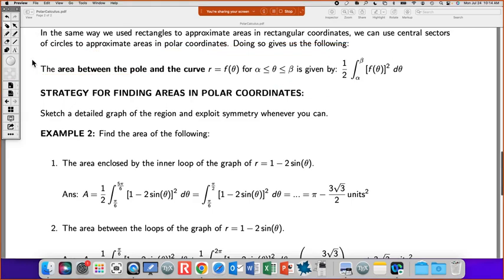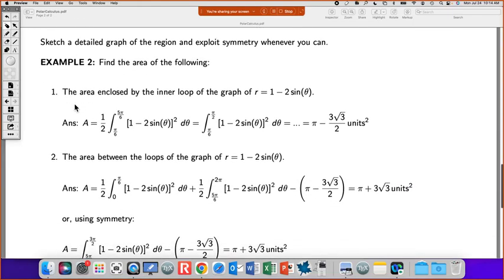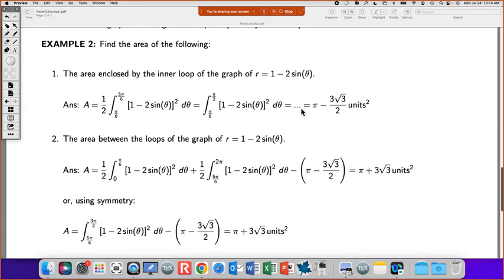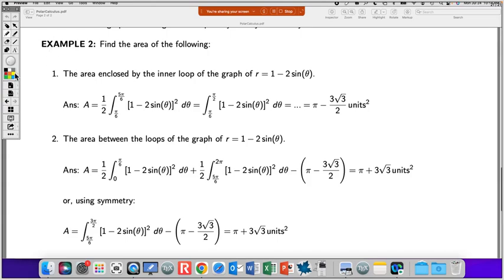All right, the strategy: sketch a detailed graph of the region and exploit symmetry wherever you can. So we're going to focus on setting these up, and then I'll leave the actual details of the integration to you. And I recommend you work through at least some of these. Let's take a look at number 1 here. Find the area enclosed by the inner loop of the graph of r equals 1 minus 2 sine theta.